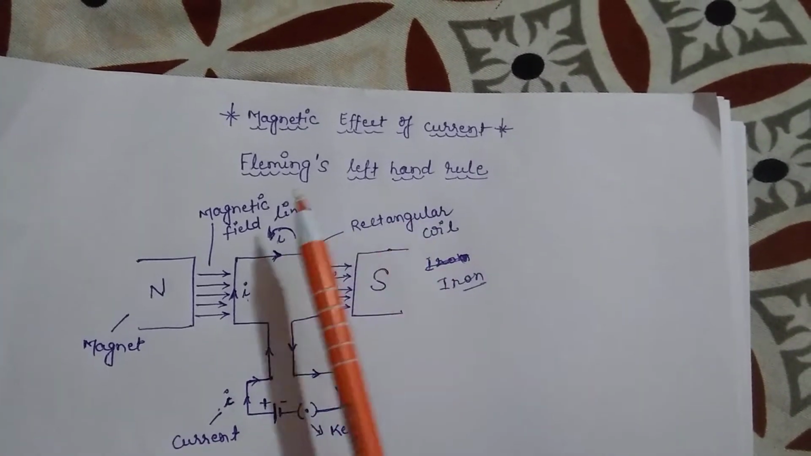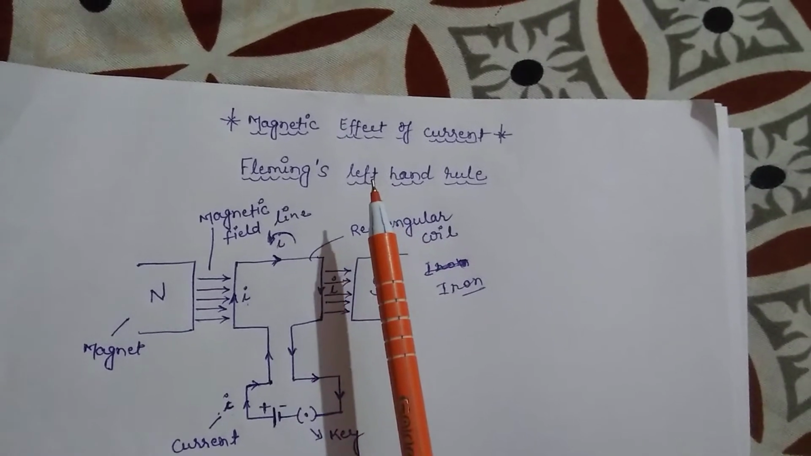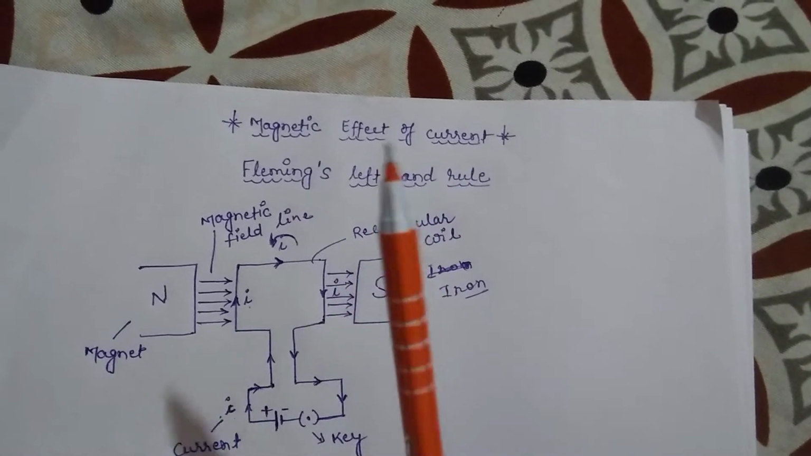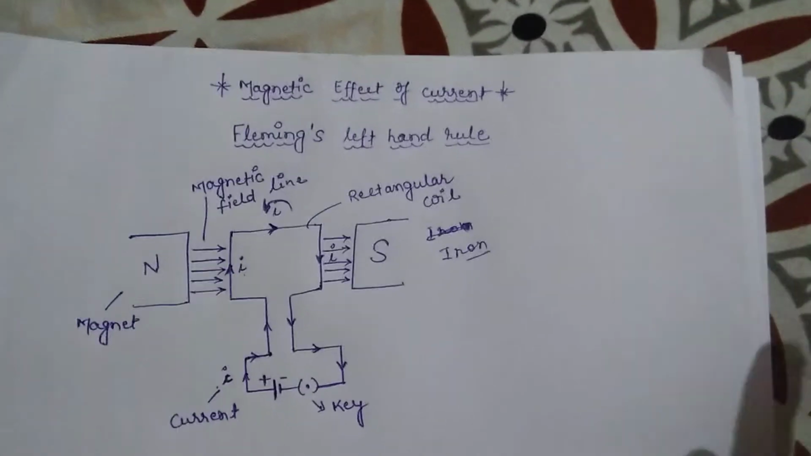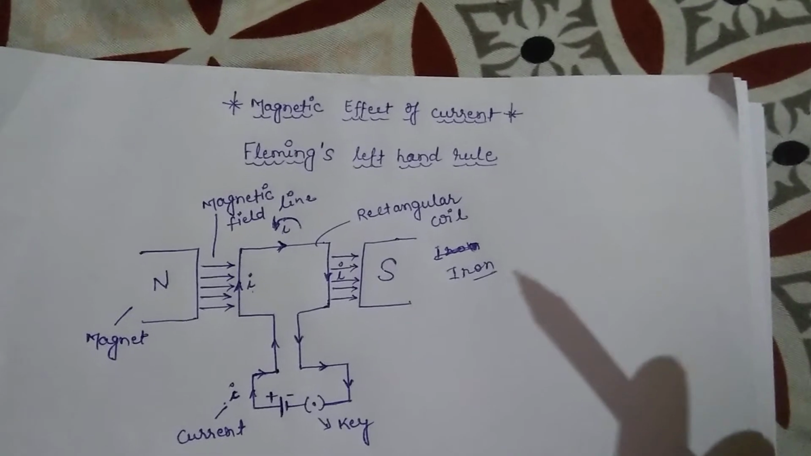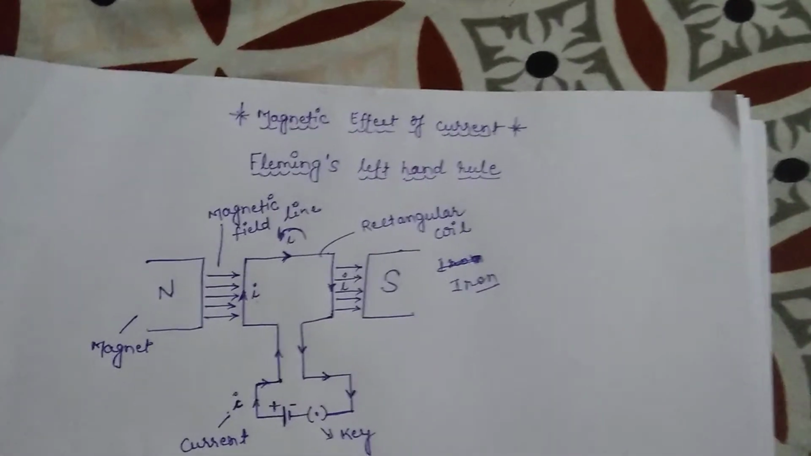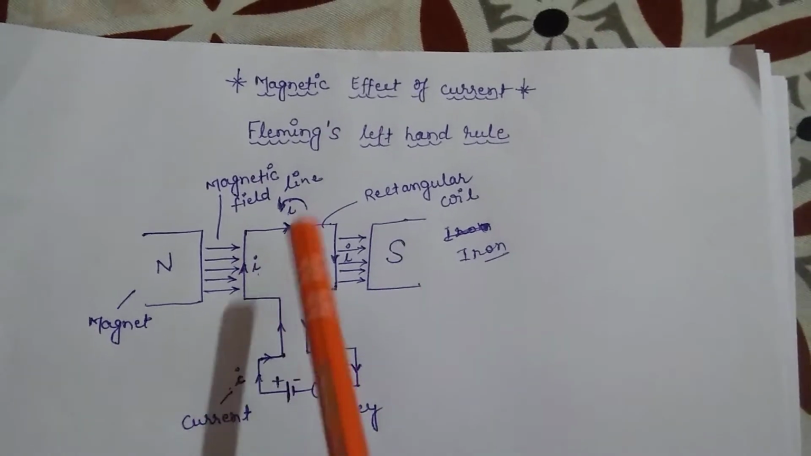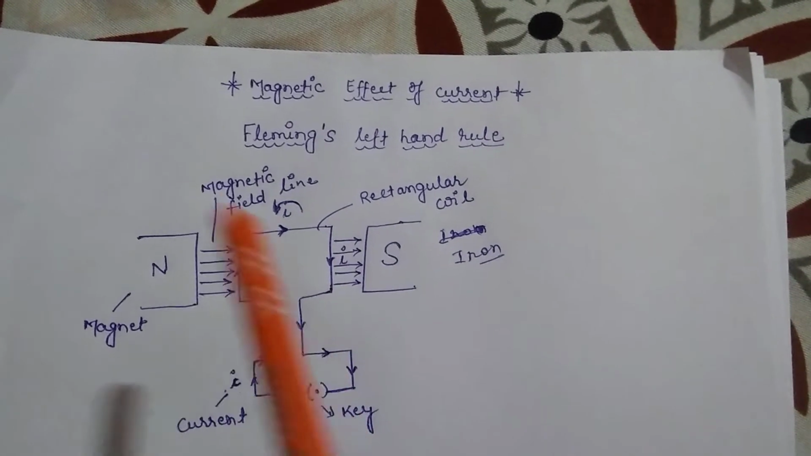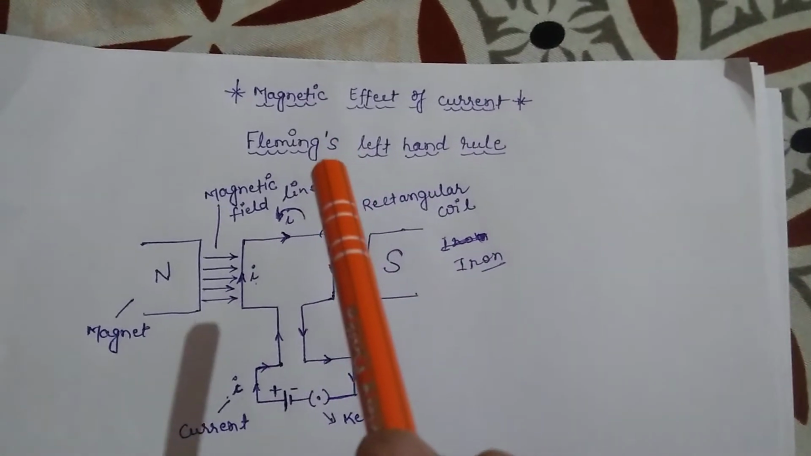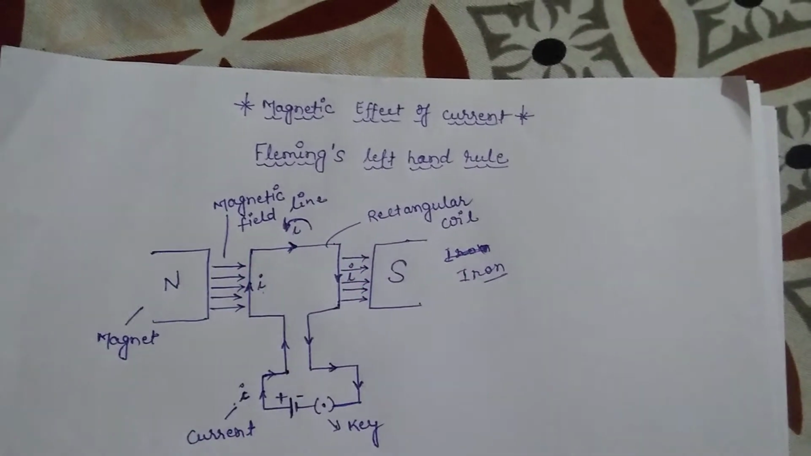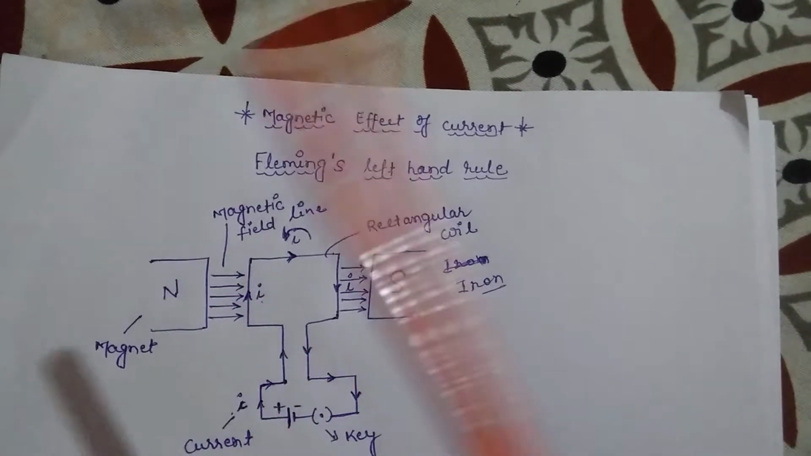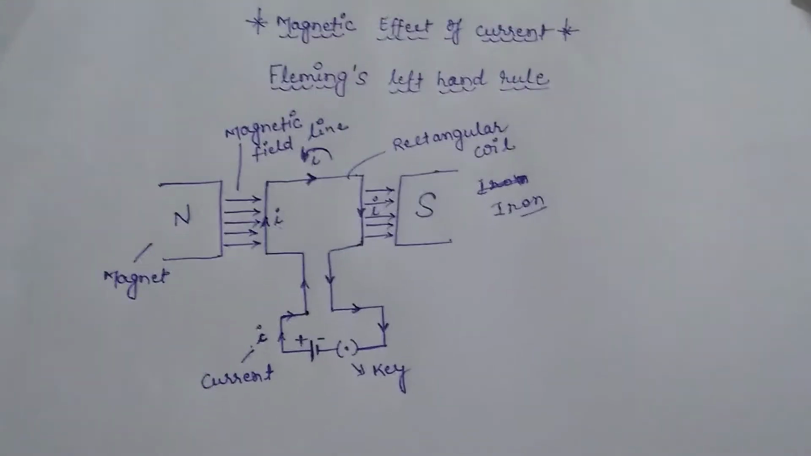So according to Fleming's left hand rule, I will tell you the definition, but in this topic we are finding the force, meaning where this rectangular coil will move first, in a downward direction or upward direction. So let's discuss this topic.